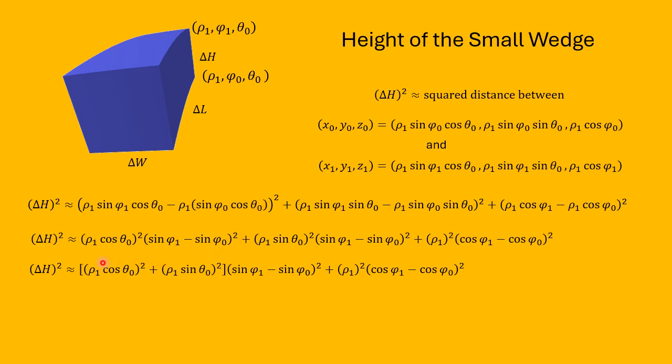In this last term, all we can do is factor out a rho 1 squared. If we now look at this a little bit further, we see that we have this factor in this term. We have also a rho 1 sine phi naught squared in this term. Both of these terms have the sine of phi 1 minus sine of phi naught quantity squared in there. So factoring that, we get the height squared is rho 1 cosine theta naught quantity squared plus rho 1 sine theta naught quantity squared times sine of phi 1 minus sine of phi naught squared. And then this term, we'll do nothing with it yet.